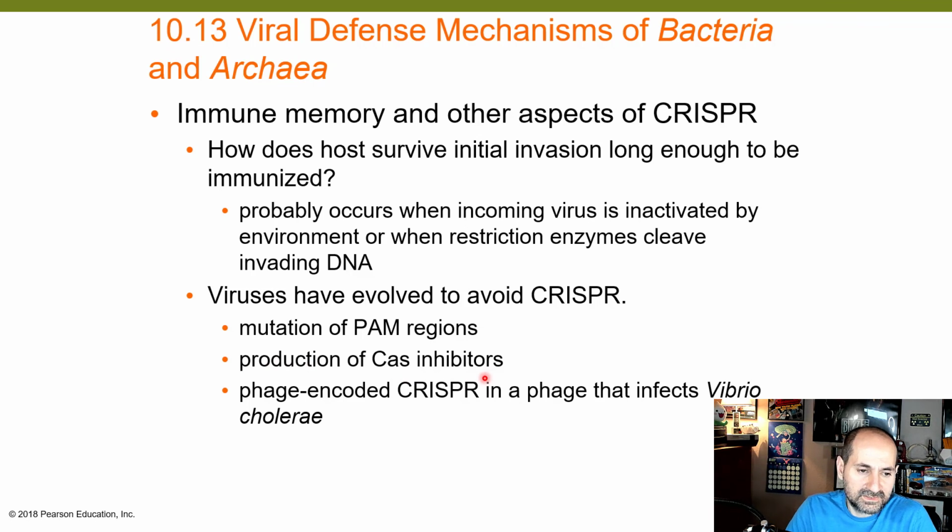Production of Cas inhibitors. So viruses have Cas inhibitors now. There's also a phage-encoded CRISPR in a phage that infects Vibrio cholerae. So look at this. The phage encodes a CRISPR, and that CRISPR goes after the Vibrio cholerae, which is just fascinating. Again, it's this arms race that's going on between the viruses and the bacteria.